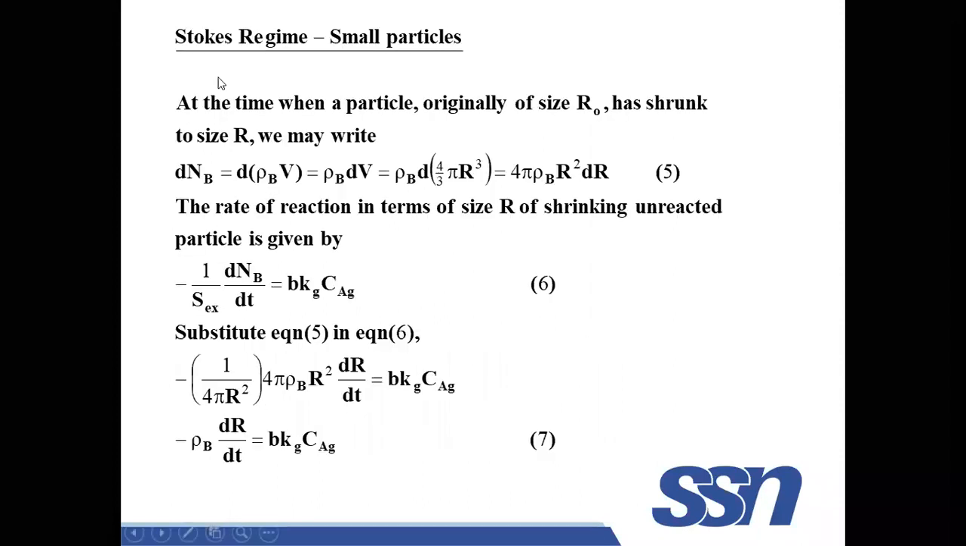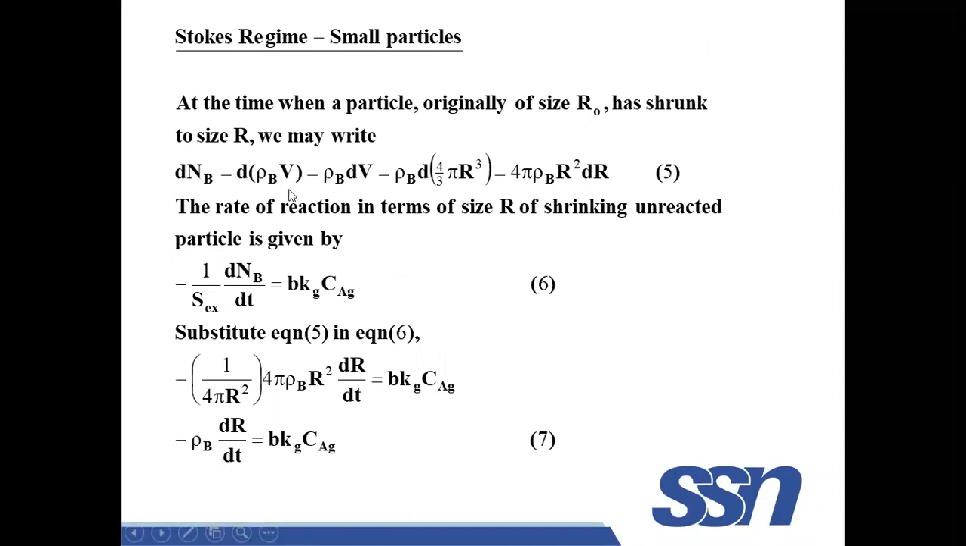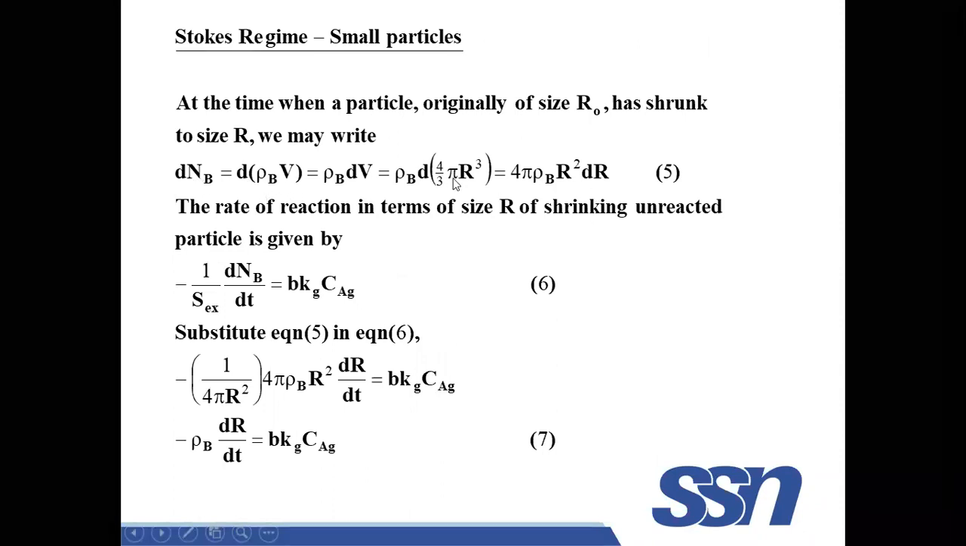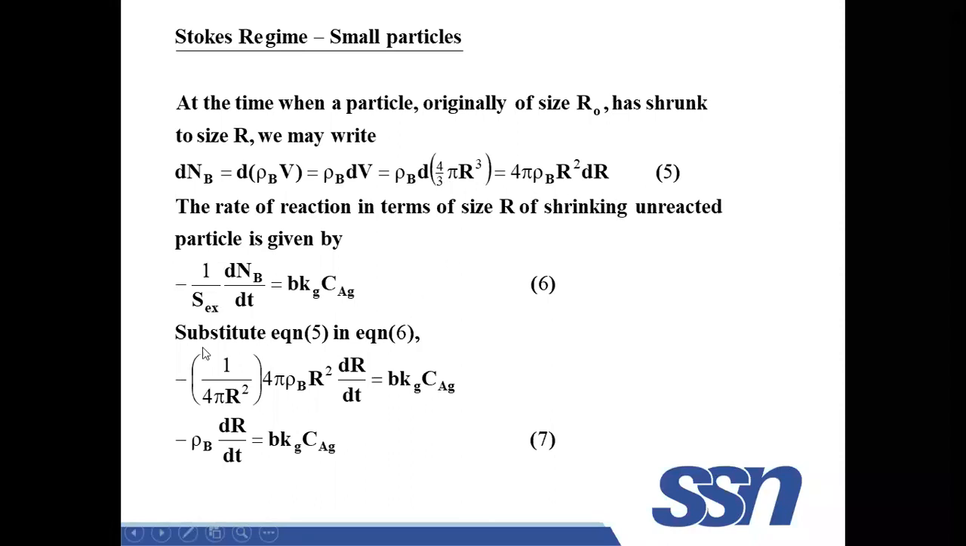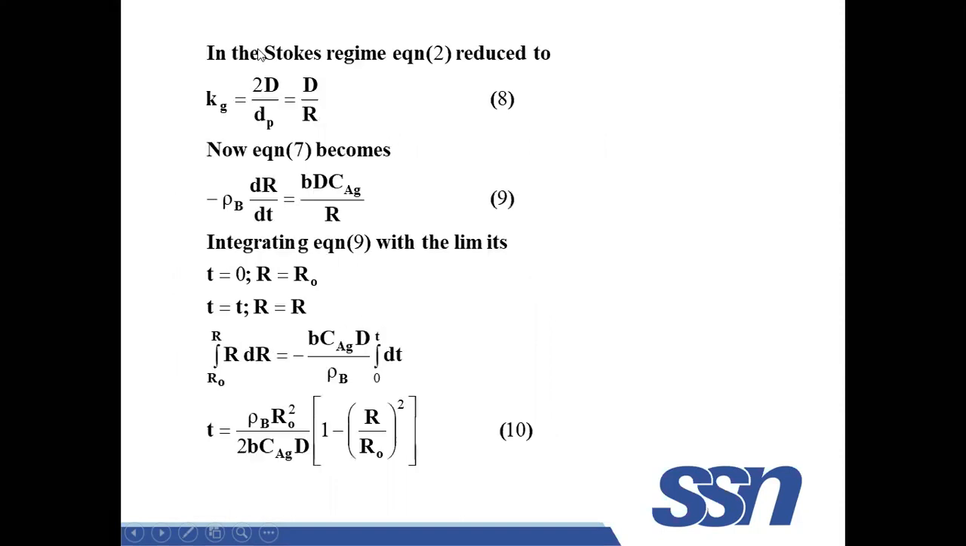So again, dNB, you are substituting NB as rho B into V. Again, the same thing, 4 by 3 pi r cubed. Here you are writing in terms of the surface area, the external surface area. So 1 by 4 pi r square, you are substituting it. Same like the previous one. This is for the Stokes regime. So for the Stokes regime, we discussed that kg is 1 by dp. So 2D by dp, because 2 is there before. So 2D is nothing but dp.